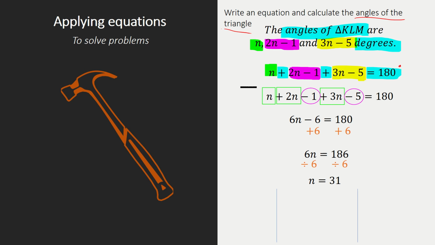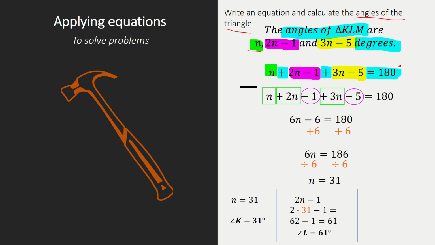So let's divide your paper into 3 different spots. We know that n is equal to 31. And we also saw the n over here corresponding with K. So we know that angle K is equal to 31 degrees. Our second angle, angle L, was 2n minus 1. If we fill in n, which was 31, we get 2 times 31 minus 1, which is the same as 62 minus 1, which is 61. So we know that angle L is 61 degrees.